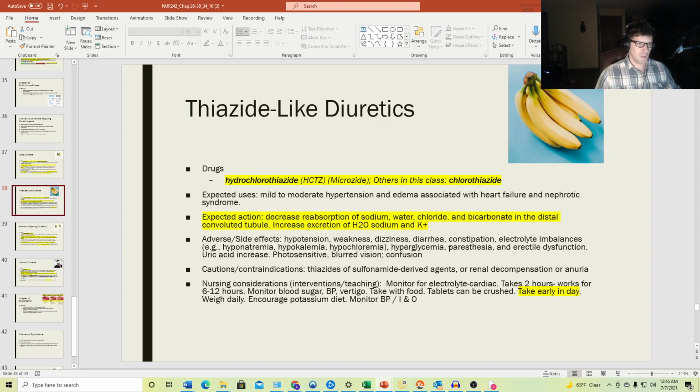Sorry again. It's edema that's caused by heart failure and nephrotic syndrome. So it's getting rid of that. So it's going to help lower blood pressure.